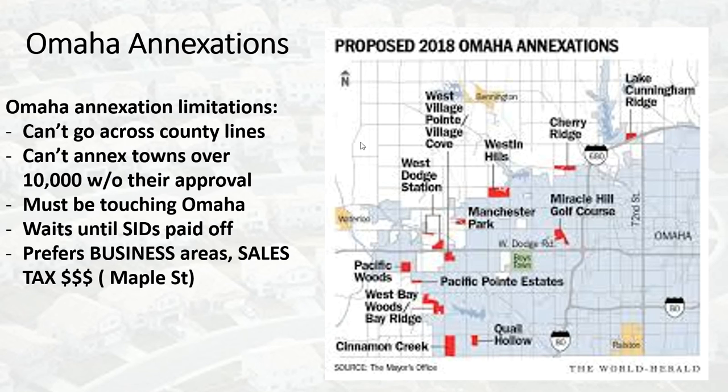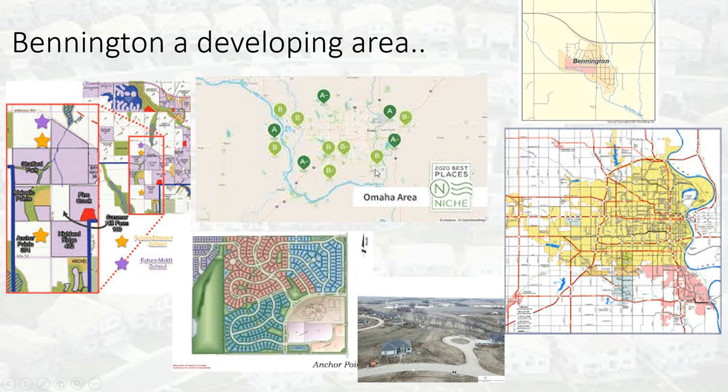So now let's get to Bennington. Will Omaha annex Bennington? Well, Bennington, we're on the edge of Omaha, okay? Bennington, if you look at the middle picture there, look at the rating that Bennington has for 2020 for places, okay? Bennington, if you look at the top there, is at A. It says A minus. We're A plus. Come on. But Bennington is a good area to develop. We have very good schools, lower crime rates, our property values stay well, and we're outside of Omaha. So people would like to build out to Bennington.